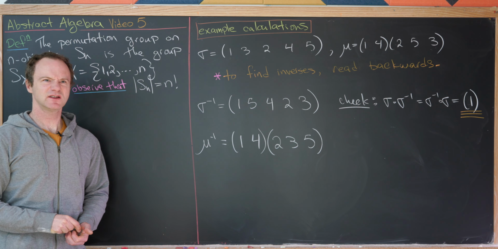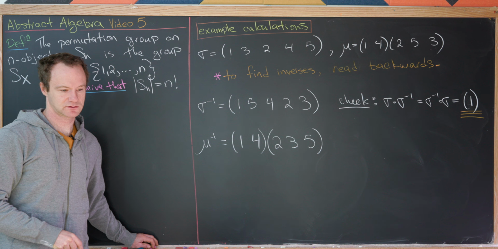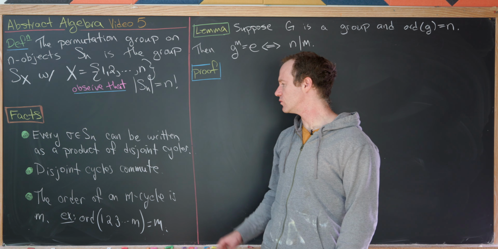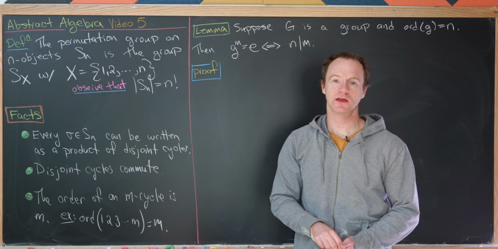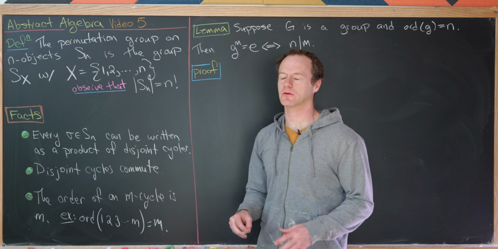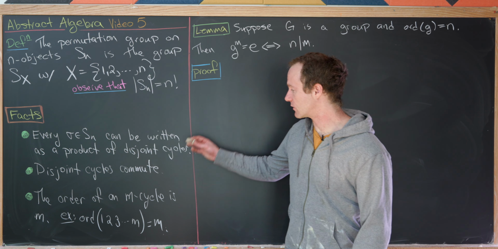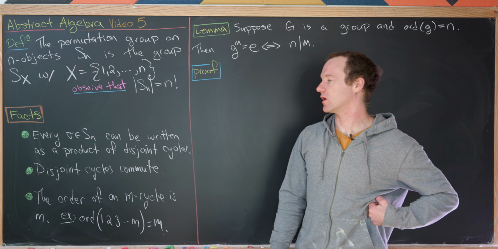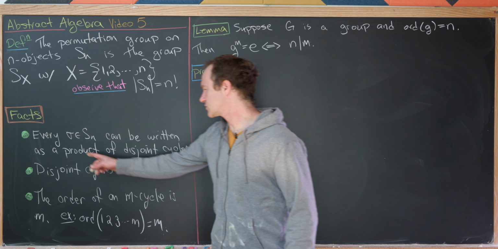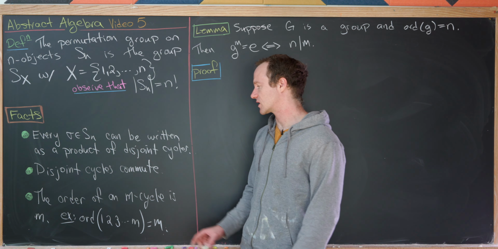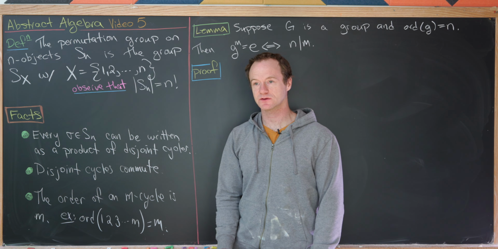Okay, so that's good. Now let's look at some general results. Okay, so here are a couple of facts which are pretty evident, but if you don't see the proof of these immediately, it might be nice to seek them out. There are several open source algebra books or notes online where you can find proofs of the following results. So the first one says that every sigma in S_n can be written as the product of disjoint cycles.